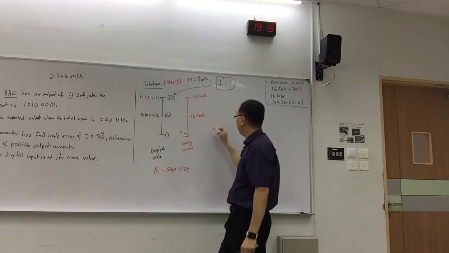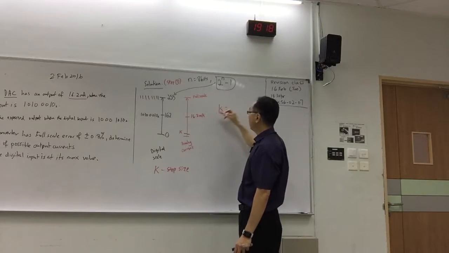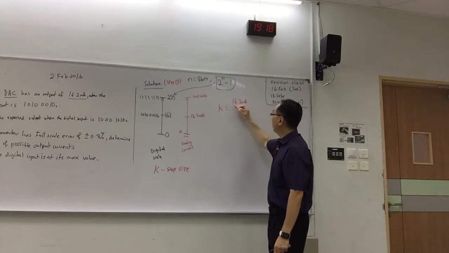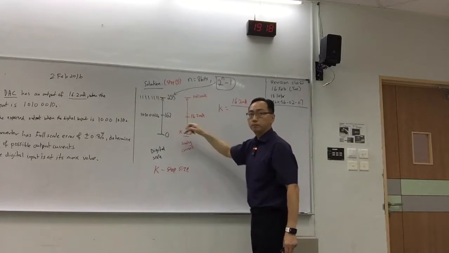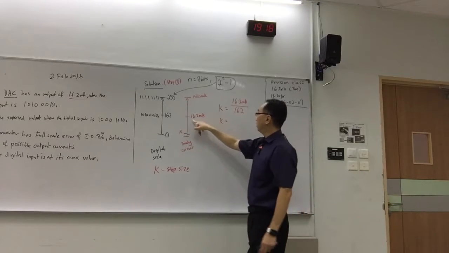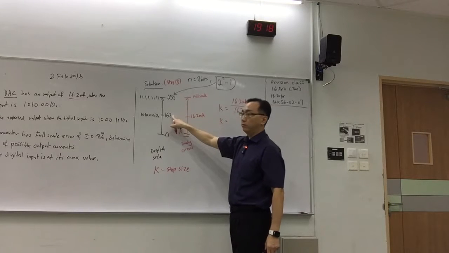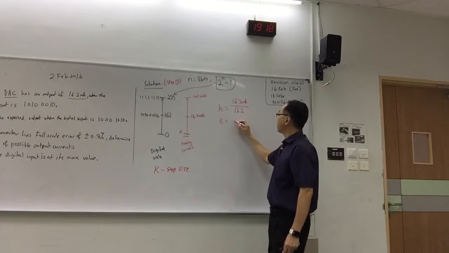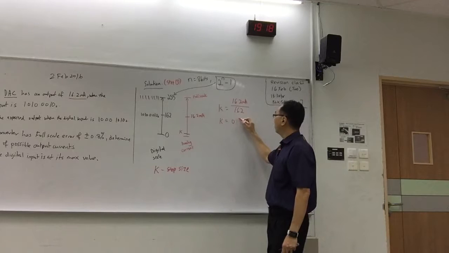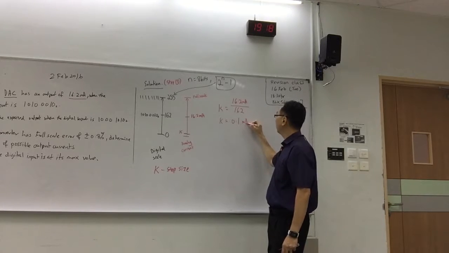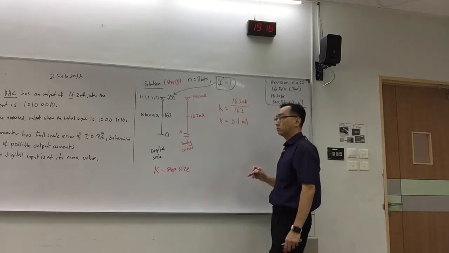In order to find K, I'm going to write here: K equals this current, 16.2 milliamp, divided by 162 to give you K. Because you take this value and divide by this numerical number, 162, you get K. So what's the answer for K? What is 0.1? Unit? Milliamp.